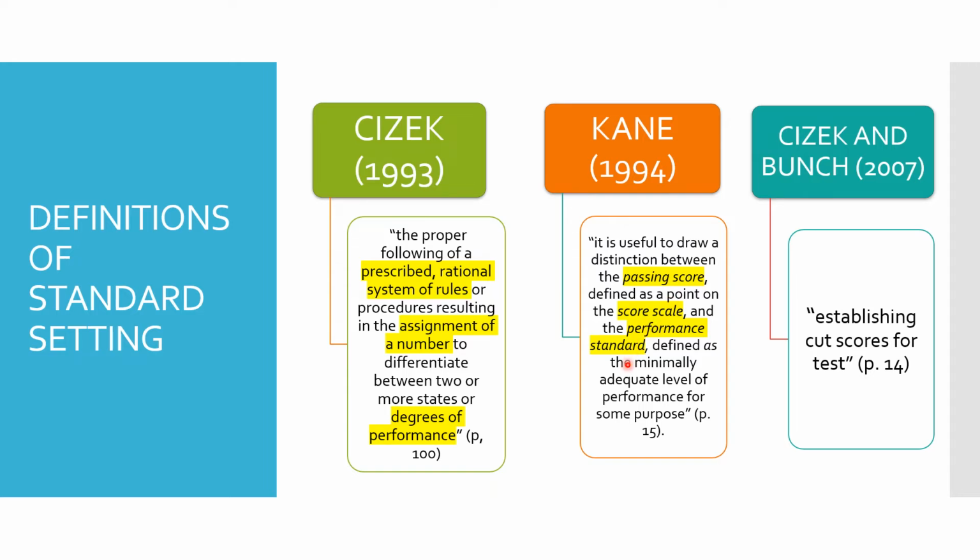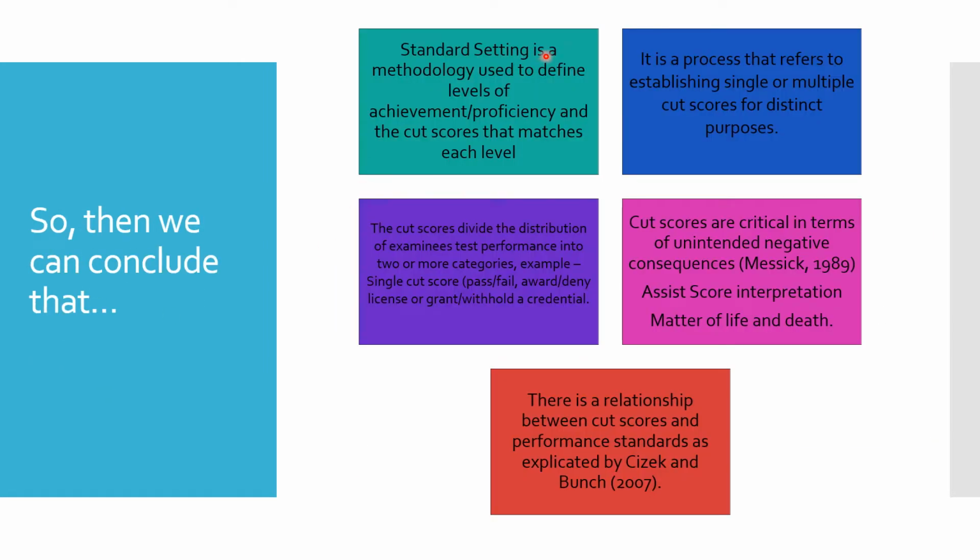So Kane really looked at it from a conceptual perspective, and Cizek and Bunch from a procedural way, kind of practically. So these definitions give us a holistic view of the construct, and this is what we really want in measurement: understanding the construct and defining it both procedurally and conceptually. So then we can conclude that standard setting is a methodology used to define levels of achievement or proficiency, and the cut scores must match each level.